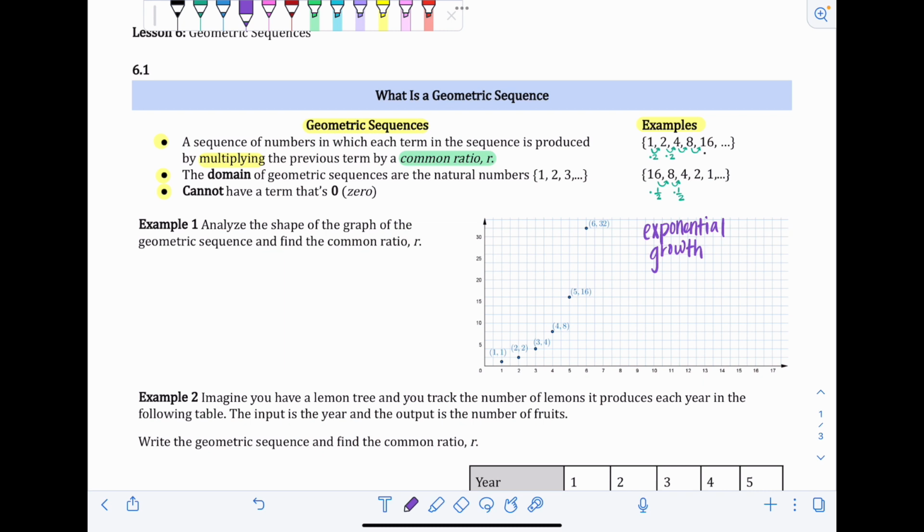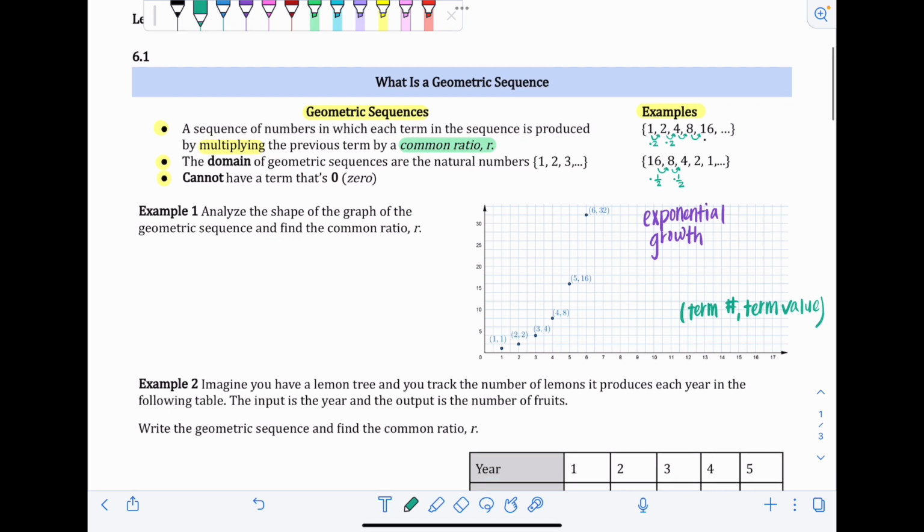And then if I wanted to just find the common ratio, you can find it directly from the graph. Remember that when you look at a graph, the x coordinate is the term number and the y coordinate is the term value. So if you wanted to find r just from the graph without rewriting the sequence, you would have to look at how the y coordinates are changing.